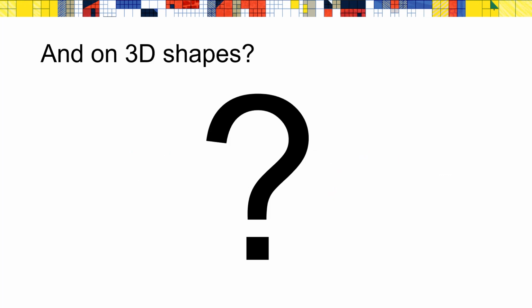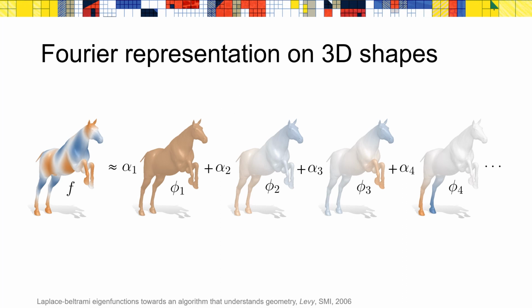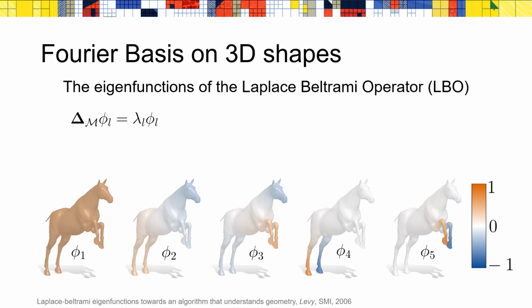Now, what is the Fourier analysis on 3D shape? What we want is a set of functions defined on the 3D shape that can approximate any given function or signal defined on the surface as a linear combination. This is possible thanks to the Laplace-Beltrami operator, the extension of the Euclidean Laplacian to non-Euclidean domain, and exactly the eigenfunctions of this operator can be used as an extension of the Fourier basis on non-Euclidean domain.